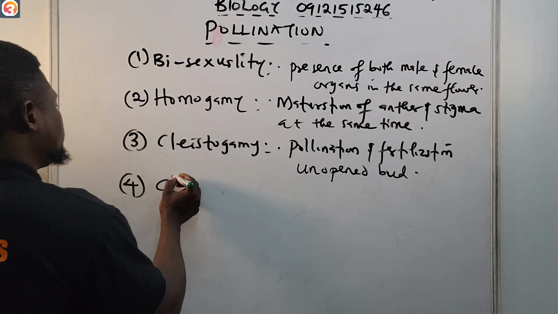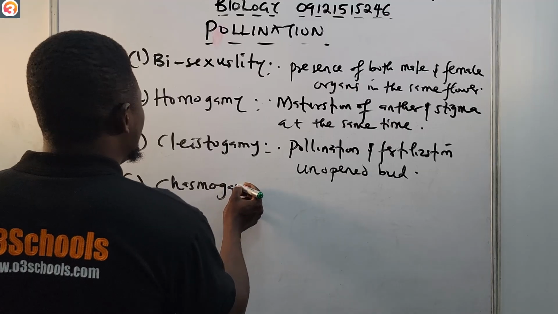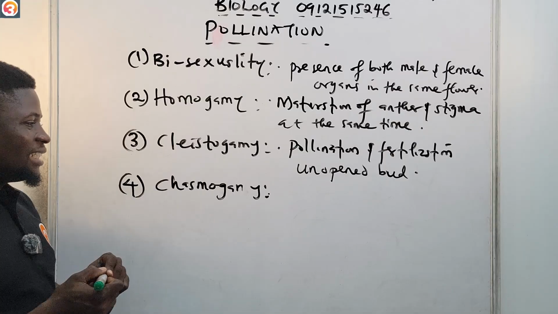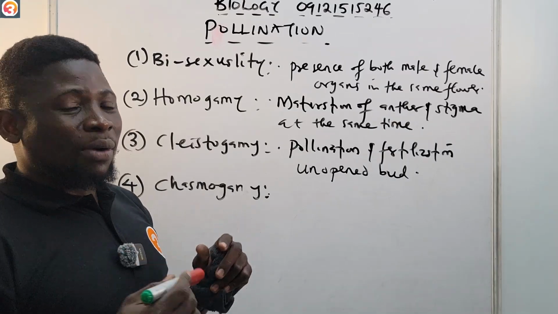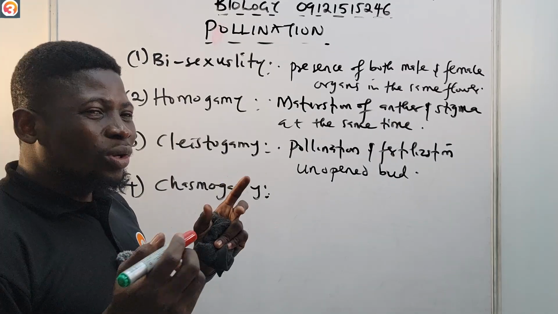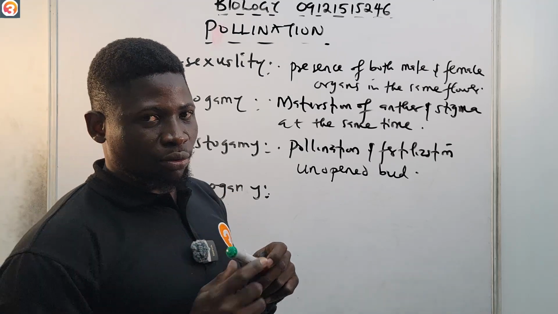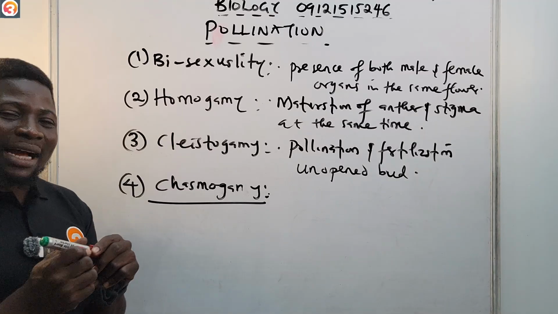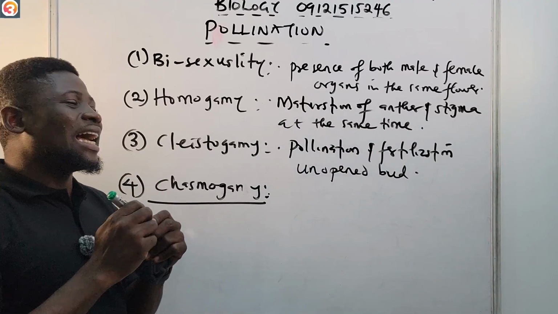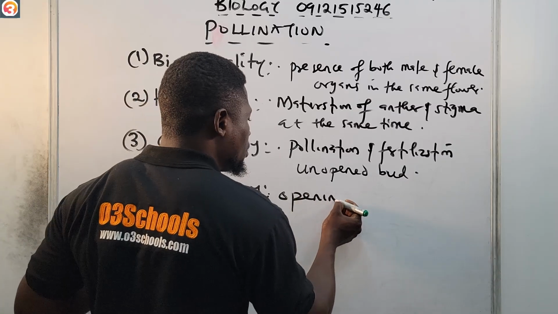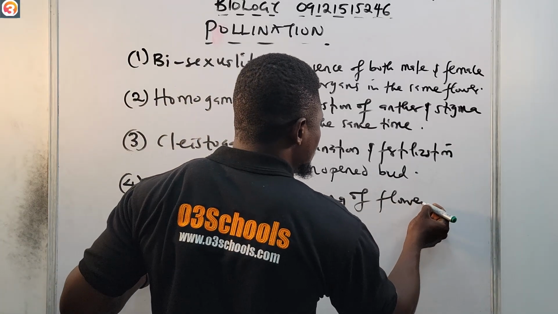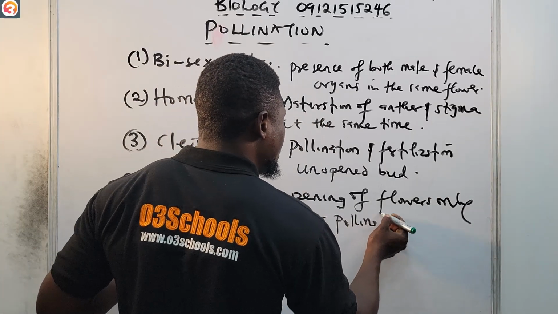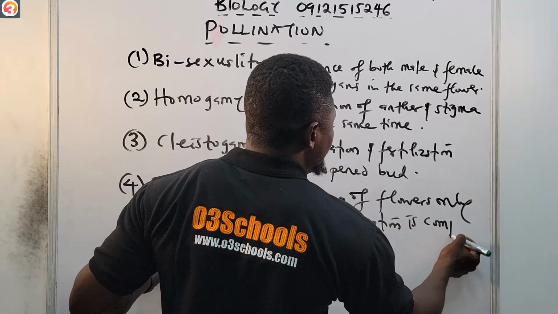Number 4, we also have chasmogamy. Chasmogamy is the opening of flowers only after the completion of pollination. So chasmogamy is the opening of flowers only after pollination has completed.